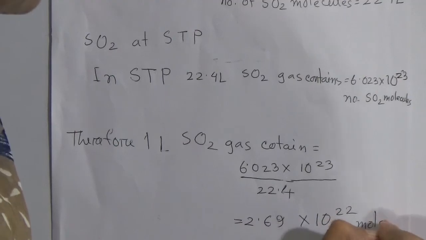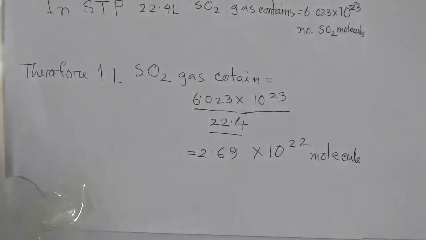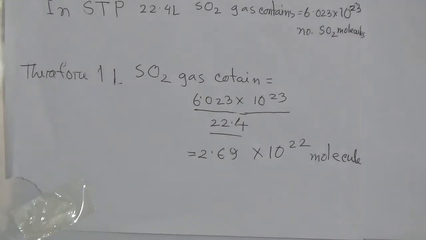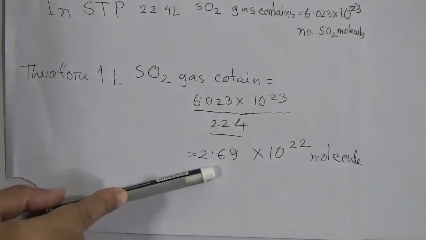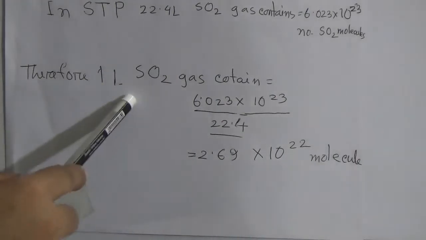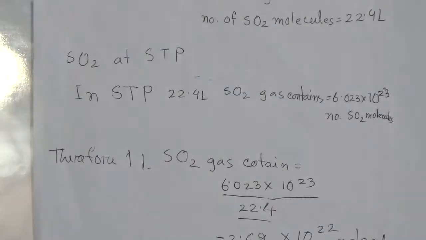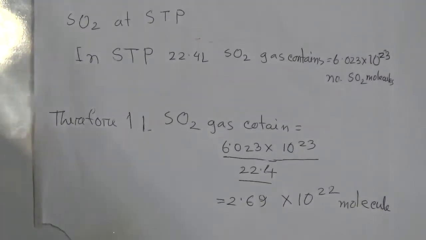Like this, the volume is constant and the Avogadro number is also constant, so if we divide the Avogadro number by the volume, we will get the same number every time. That means in every gaseous matter 1 liter has the same number of molecules, and that is the answer of this problem. Now come to the next one.